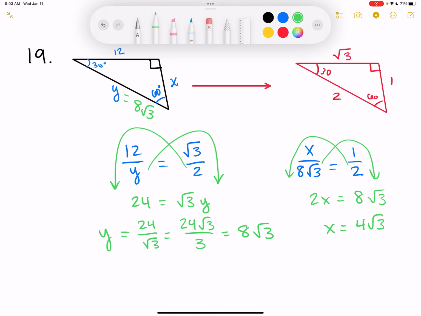And it makes sense because over here, this is 1, this is double that. So I have my x value is 4 square root of 3, double that. That gives me 8 square root of 3, so that makes sense. So I have x and y there. Any questions about those ones? Anything?